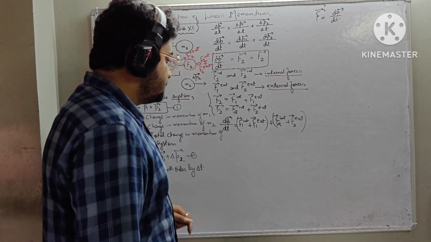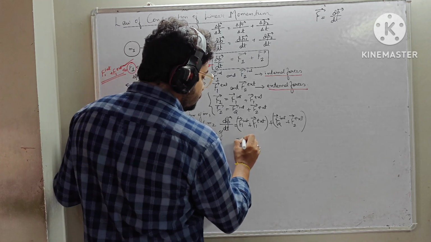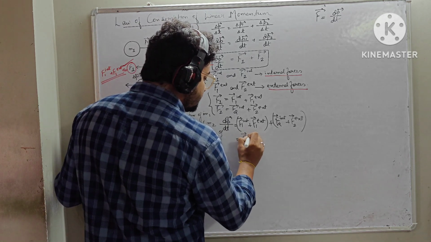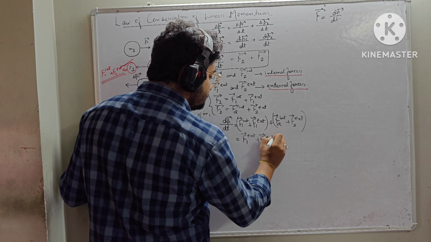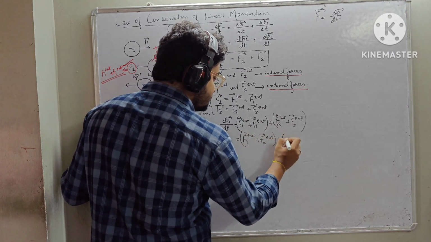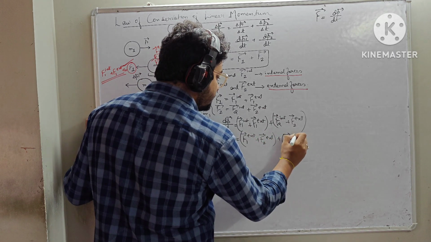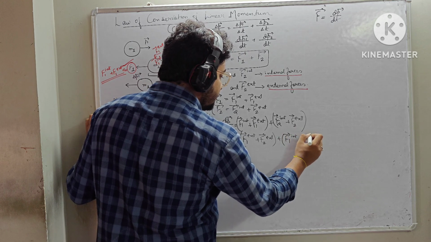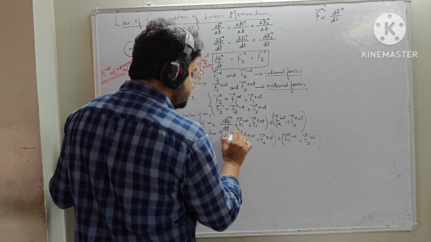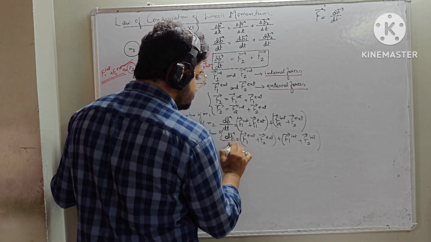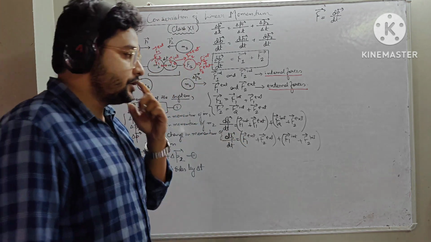Fine. Now you see, I am writing both the external forces together. F1 external plus F2 external plus F1 internal plus F2 internal. That is dP/dt.